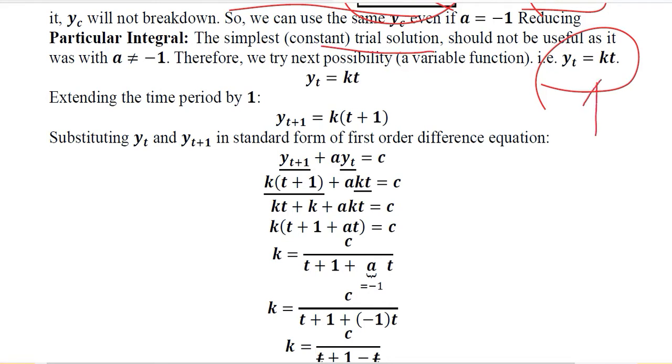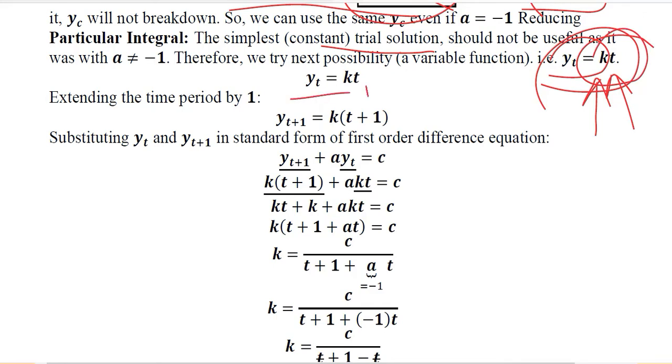And in this case, the trial solution is not just a constant, because it was yt equal to k before, but now we are considering the variable part in it as well. This is something we did in the first order differential equations as well, that the first trial solution was constant, and when the first solution didn't work, then we went towards the second trial solution that was variable in nature, that is k multiplied with variable t.